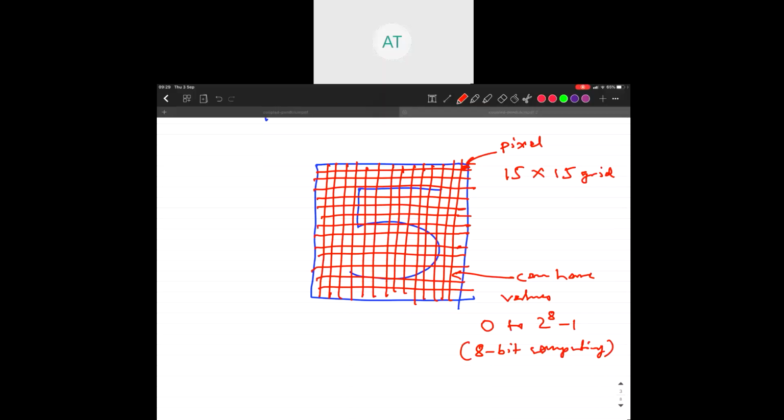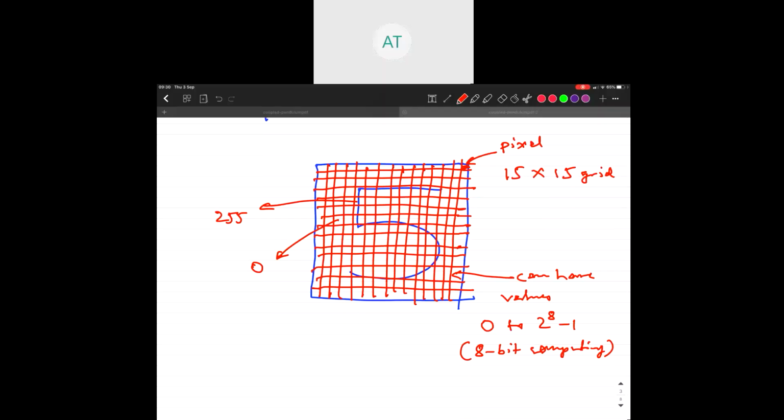Okay, so 2 to the power 8 minus 1, that means that, say, at this location, the pixel could have been 255. And at this location, the value could have been 0. Right? So it can have any number between 0 to 255 in any of these pixels. And 0 to 255 just indicate the strength of the pixel.